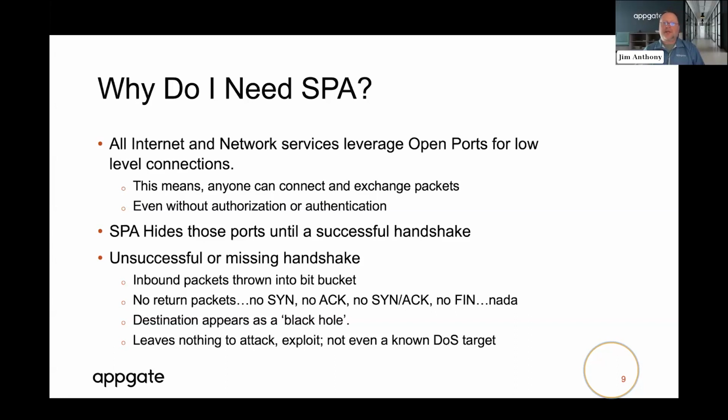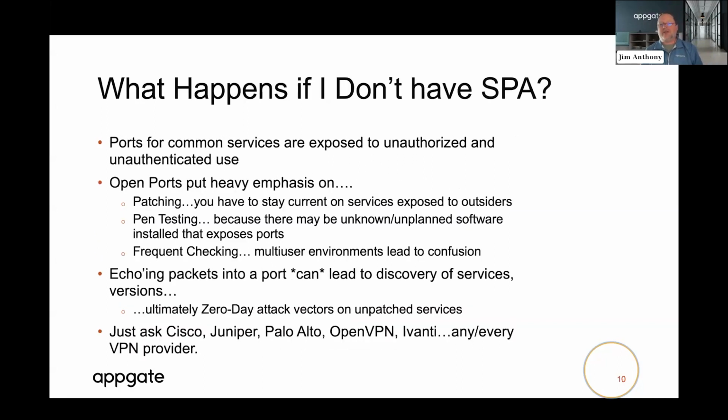Interesting. So the idea, I guess, is if you can't find it, you can't attack it. Exactly. What you can't see, you can't hit. Okay. That's fair enough. So now I think I understand why I need SPA. Well, what happens if I don't have it?